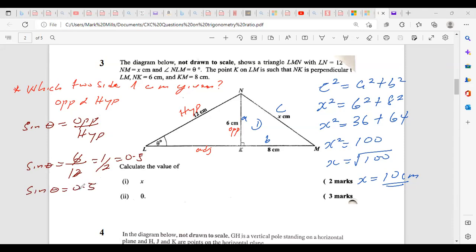What do I do next? Theta is equal to sine inverse of 0.5. All right, then what do I do next? It is equal to 30. 30 what? 30 degrees. Yes.